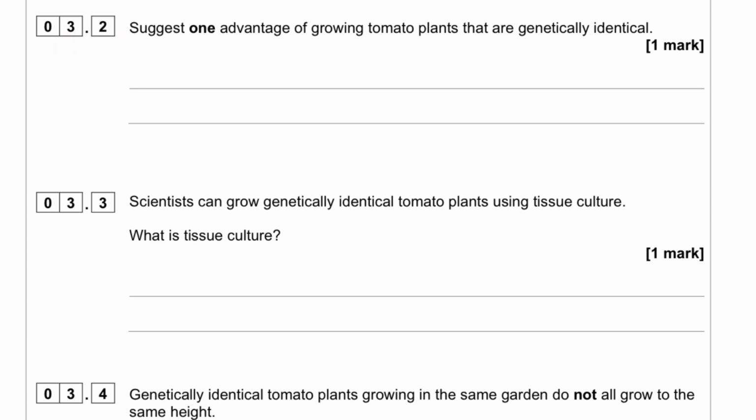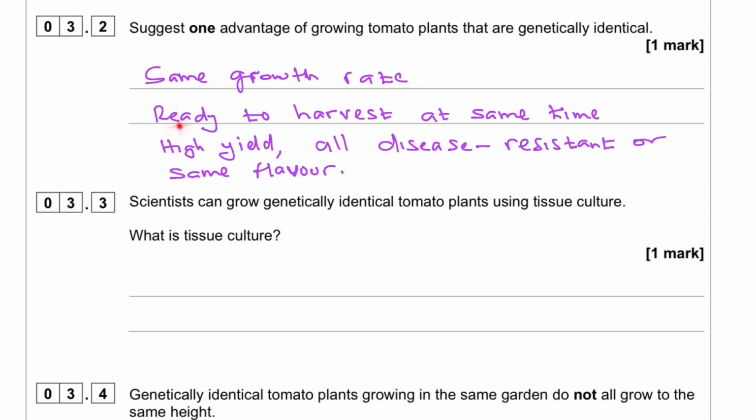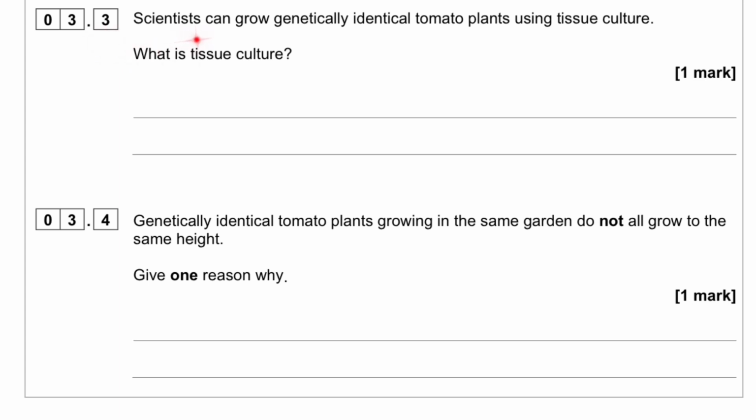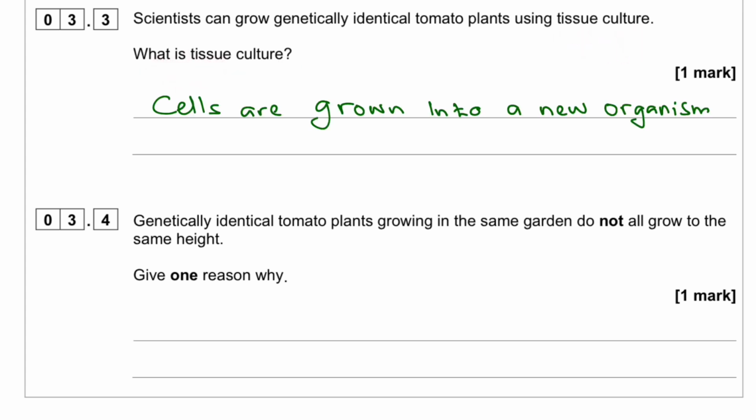Question 3.2. Suggest one advantage of growing tomato plants that are genetically identical. Well, one advantage is that you get the same growth rate and they are ready to harvest at the same time, higher yield, all disease resistant or same flavor. Question 3.3. Scientists can grow genetically identical tomato plants using tissue culture. What is tissue culture? A group of cells which are grown into a new organism.